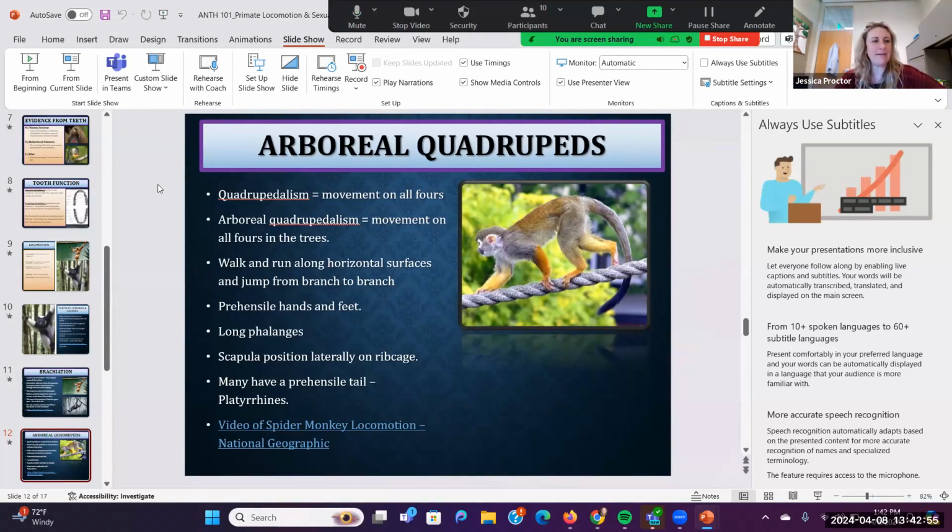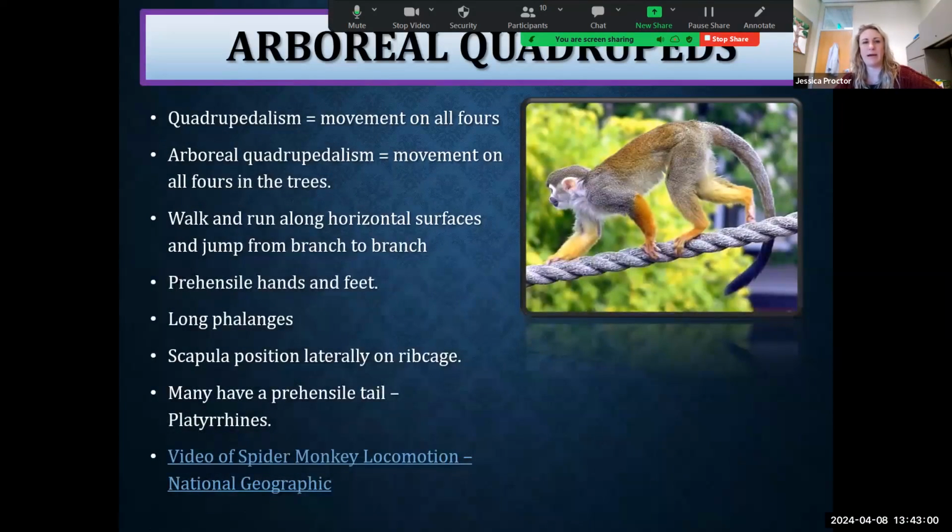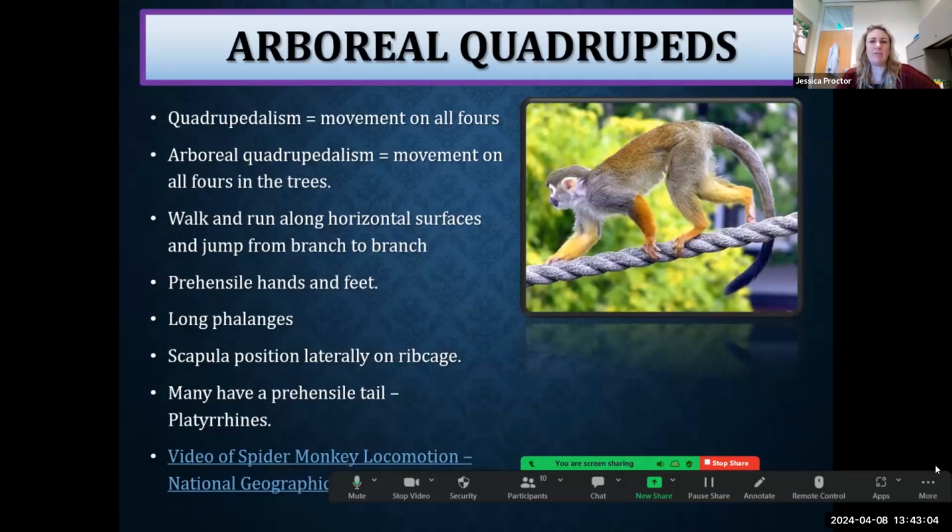Okay. All right, next type, third type of locomotion we're going to talk about is arboreal quadrupeds. So break that word up. Remember, arboreal means mainly tree dwelling. Quadruped just means movement on all fours. So they're using both their hind limbs and their forelimbs to move through their environment.